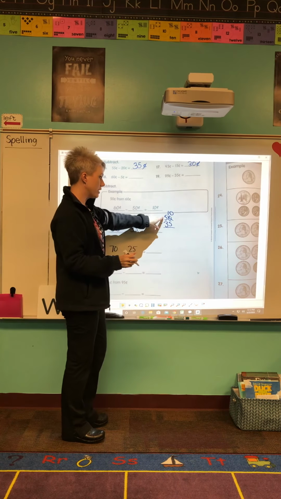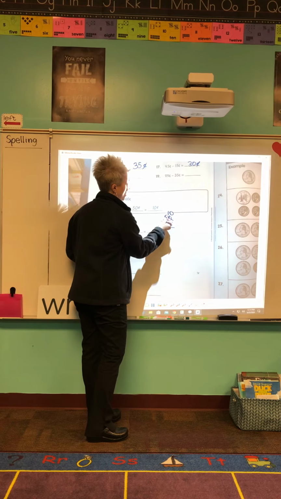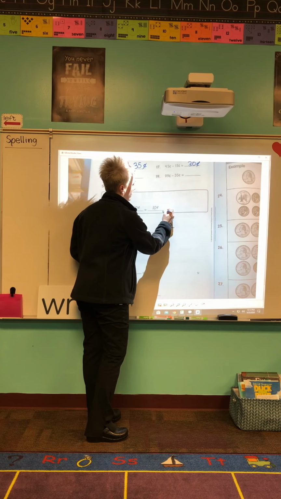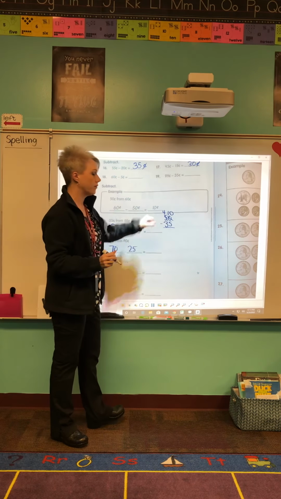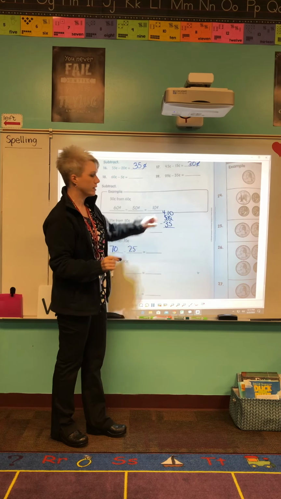But we borrowed that 1 from our tens. We borrowed a 1 from our tens column, so since we borrowed 1 from this 5, we have to take it down 1, which would be 4. We borrowed 1 from the 5, we put it here, that 5 becomes a 4.